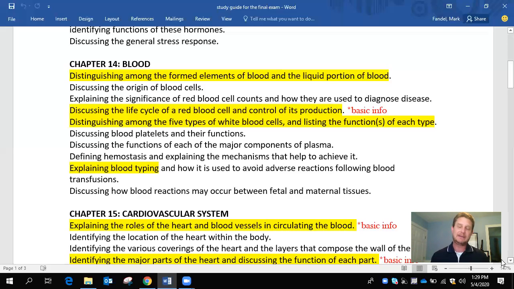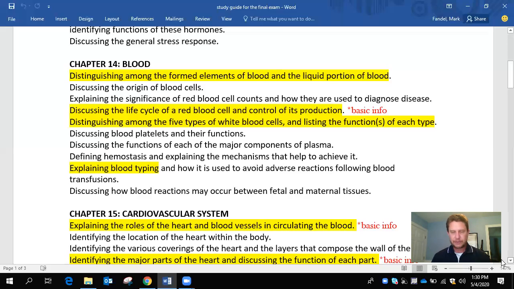So if I am type A, which means I don't have B antigens on my cell, which means that I have anti-B antibodies, any cell that has a B antigen cannot come in my system. It's as simple as that.